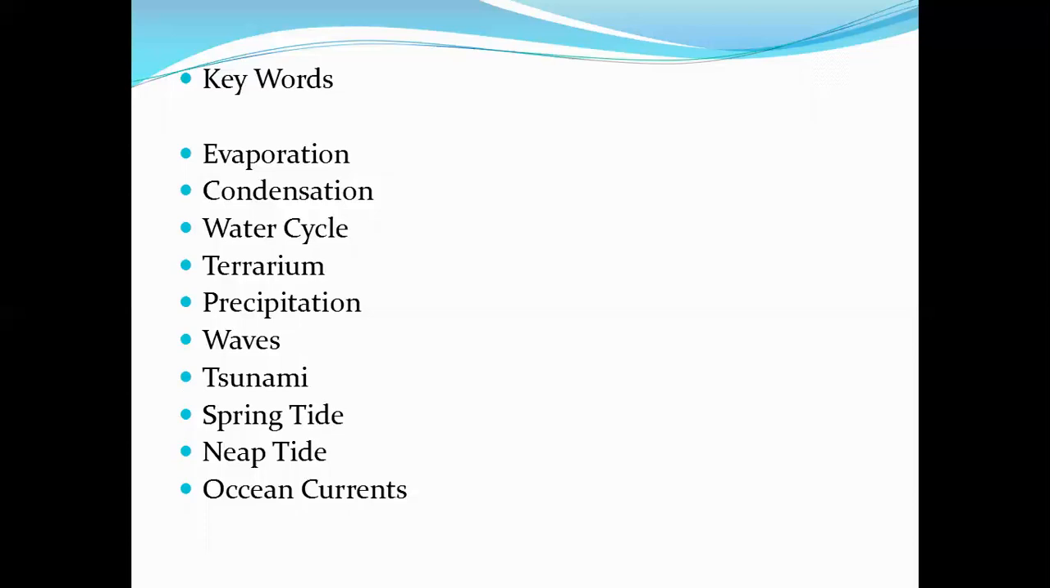Next is ocean currents. These are streams of water flowing constantly on the ocean surface in definite directions. They continuously move in a permanent direction. That is known as ocean currents. These occur in large oceans.